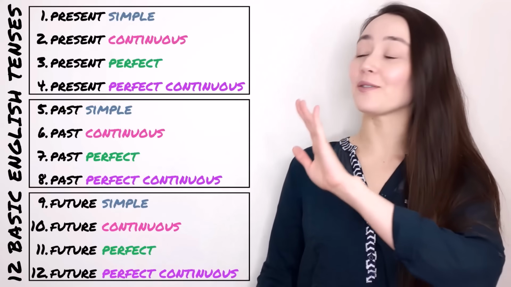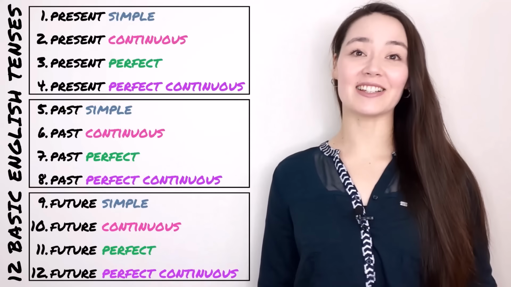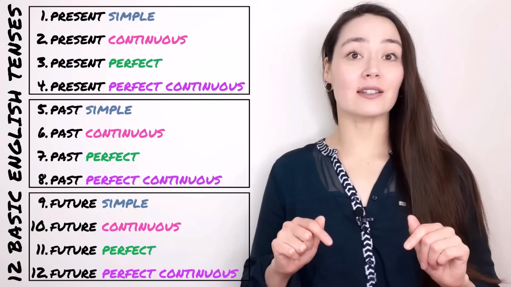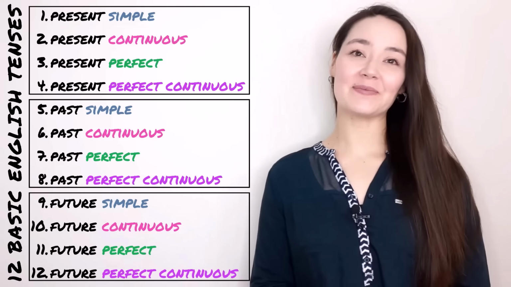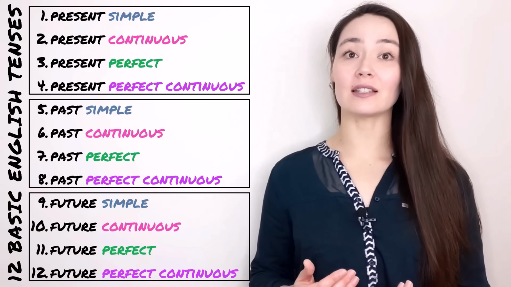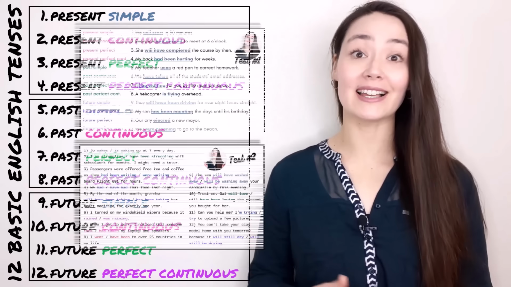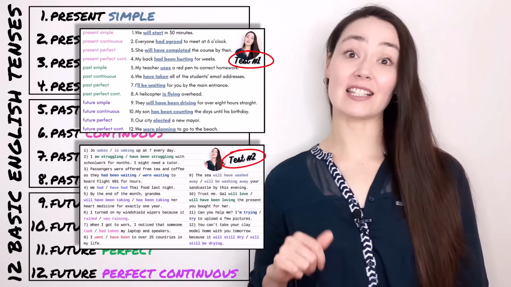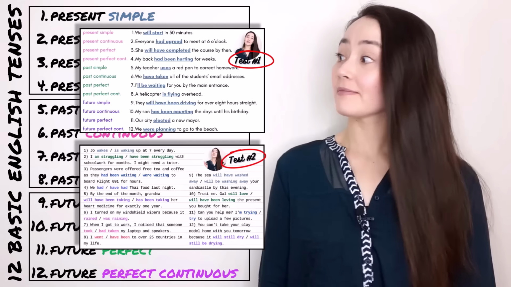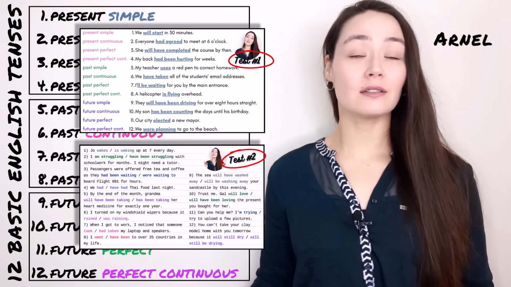There are 12 tenses in English. In today's lesson, we are going to learn and compare all of these. At the end of this lesson, at the end of this mega lesson, I have 2 tests for you. Yes, 2. My name's Arnel. Are you ready?